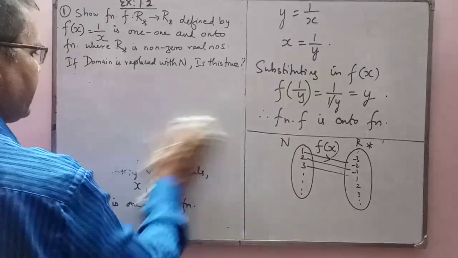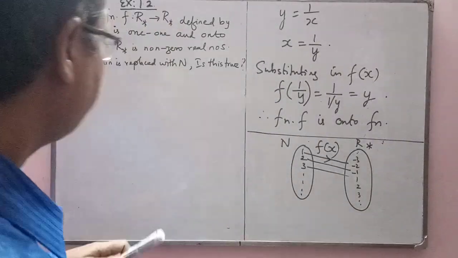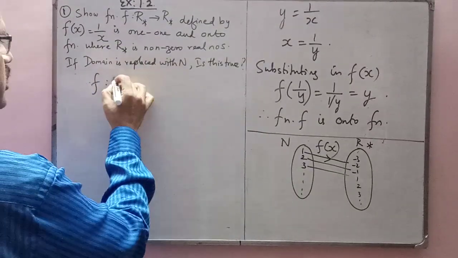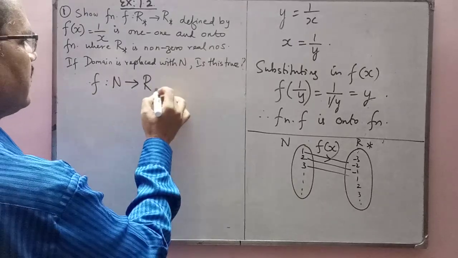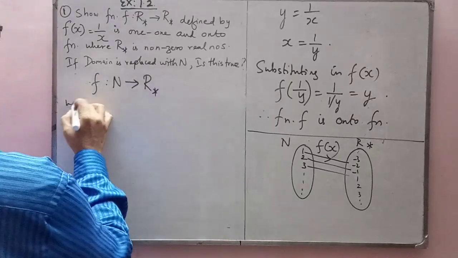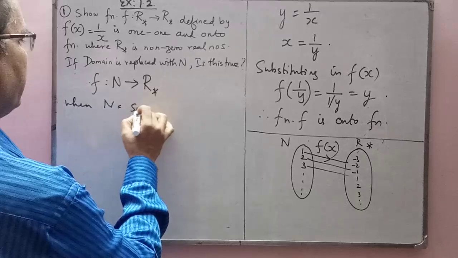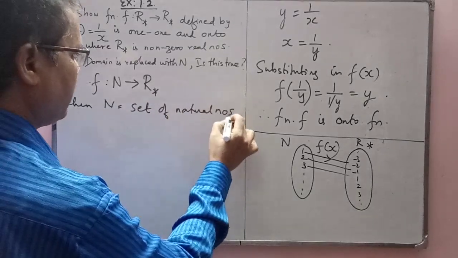Now we are solving the second part of the question. Now we'll change the domain. I hope you have understood the statement. Domain is N and the codomain is R star, non-zero. Now in this mapping, N is the set of natural numbers. Now you have to go with the same story.